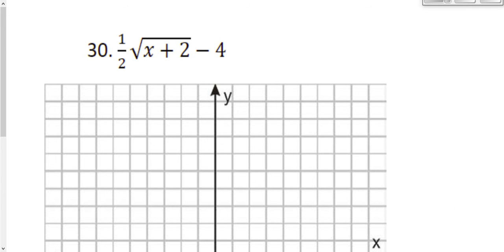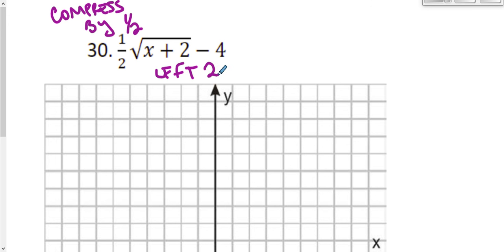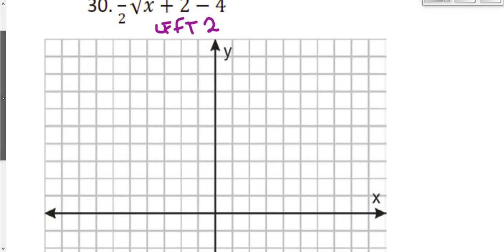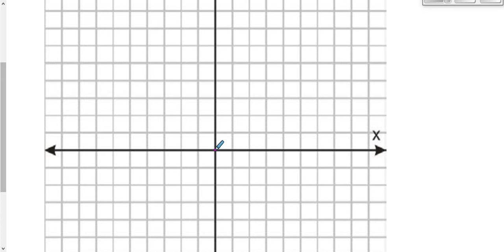Okay. So for question 30, we will again graph this guy. We'll start with describing what kind of transformations we're going to see. The 1/2 in front means that we're going to see a compress by 1/2. And then the +2 inside my radical means I'm going to be going to the left 2 spaces. And the -4 means that I'm going to be going down 4. So the left 2 and the down 4 are going to help me find my starting point. So I'm going to move left 2 and down 4 from the origin. So left 2 and down 1, 2, 3, 4. That is my starting point right there.